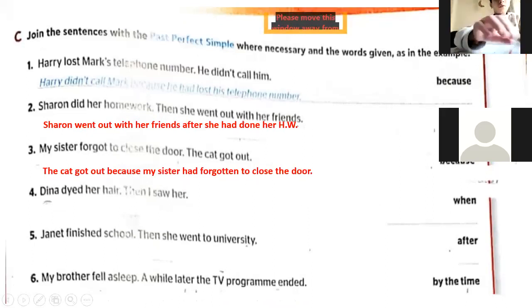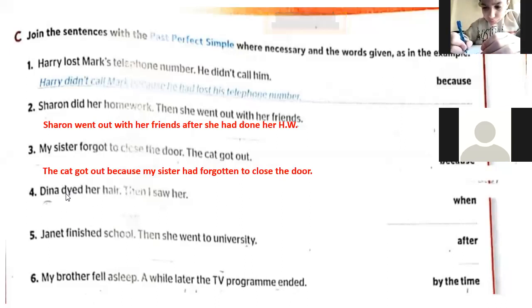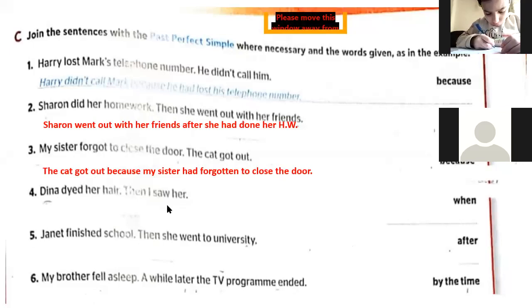Let's move to the next one. Ahmed Wael. Yalla Ahmed. Dina dyed her hair. Dyed means she changed the color of her hair. Okay, then I saw her. So use when. When here equals before.